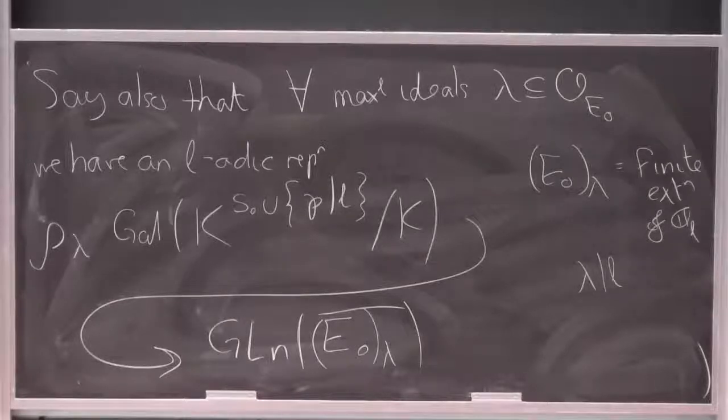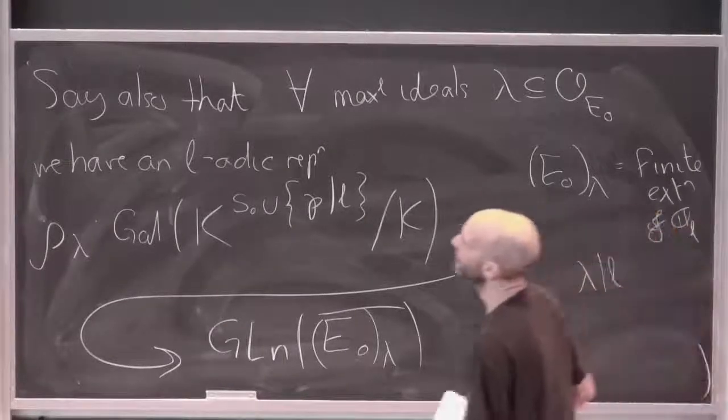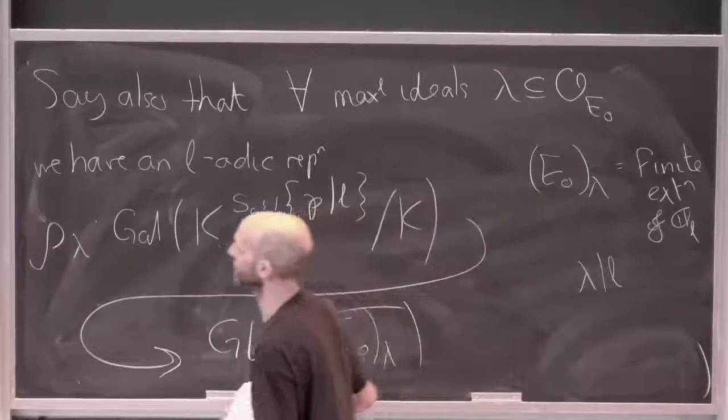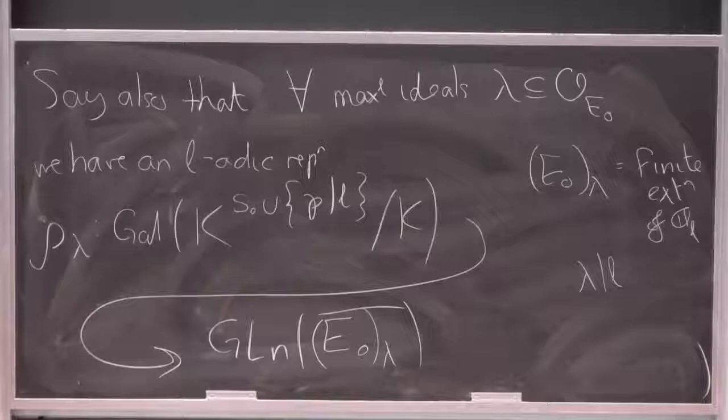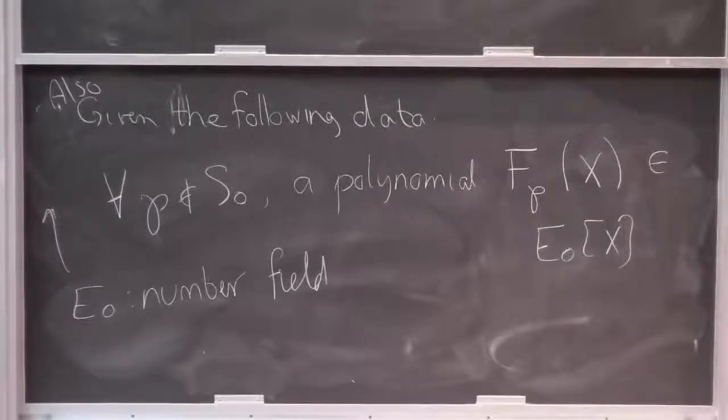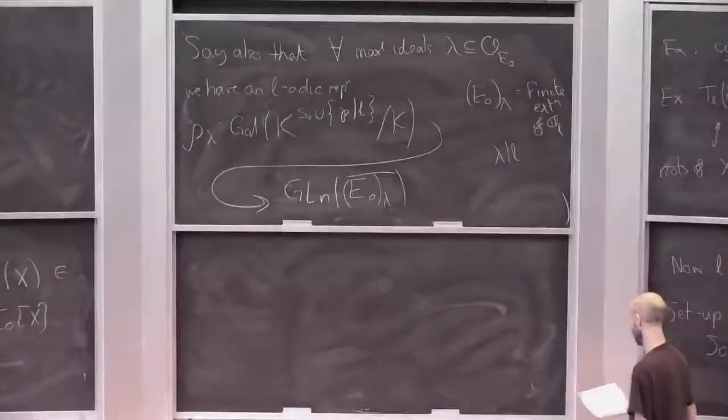So there's the setup. K is a number field, I've got a finite set. So I'm just checking everything's there. We've got a number field, we've got a finite set of finite places, we've got another number field, E0, not to be confused with K, and I've got a random polynomial with coefficients in E0, and now we've got L-adic representations for all, right. I mean, there's no harm in thinking E0 is Q. Think about E0 is Q, then what I'm saying is for each prime number L, I have a representation to GLN of QL, attached, yeah, this rho lambda.